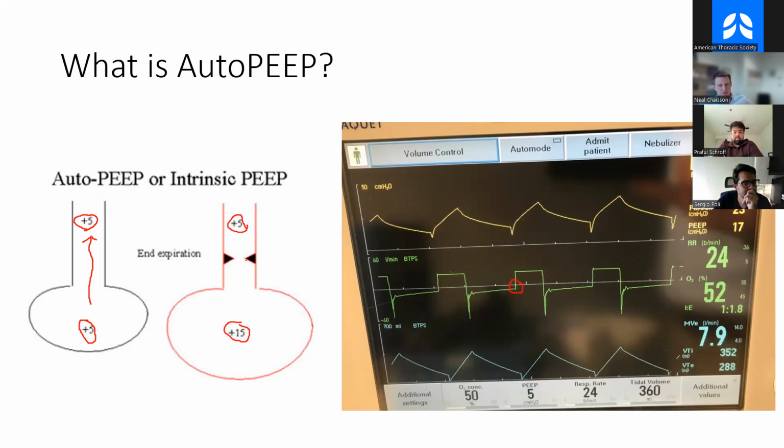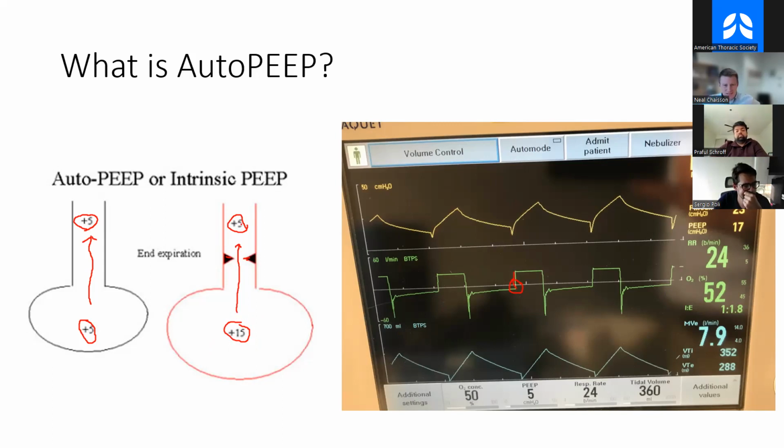And if there's an obstruction limiting how fast airflow might come out, then that's going to increase the time it takes to achieve this equilibrium. And so if the breath is not long enough to get to that equilibrium, i.e. the ventilator triggers before that time, then you're going to have still some air left in here when the next breath goes in.